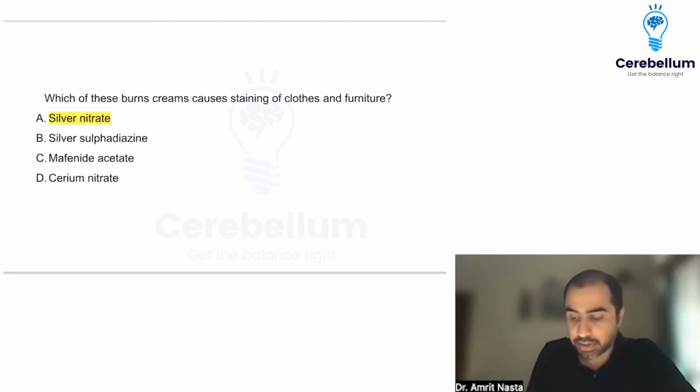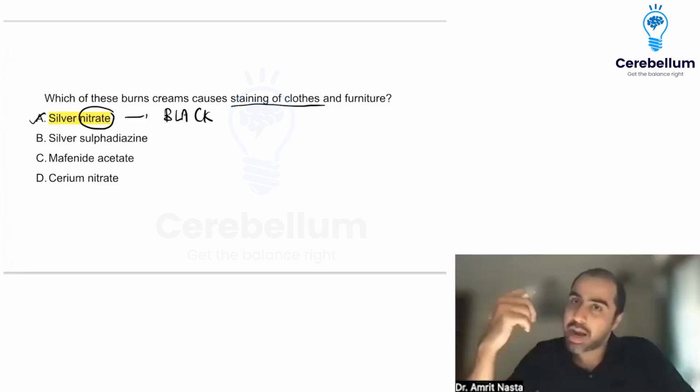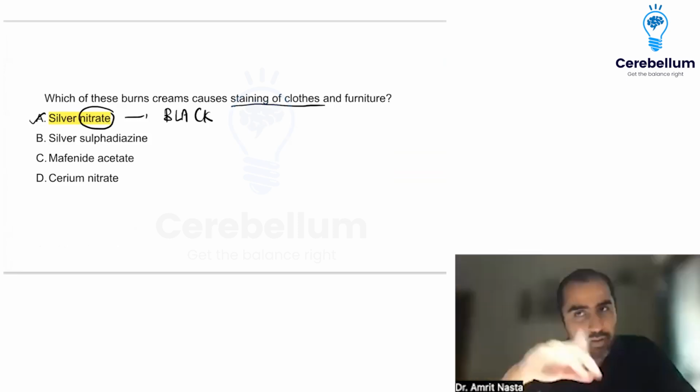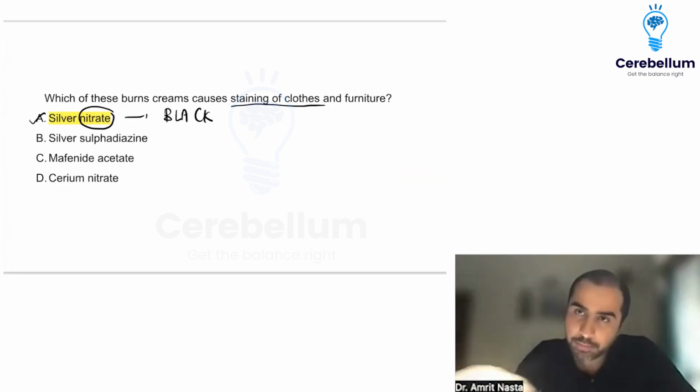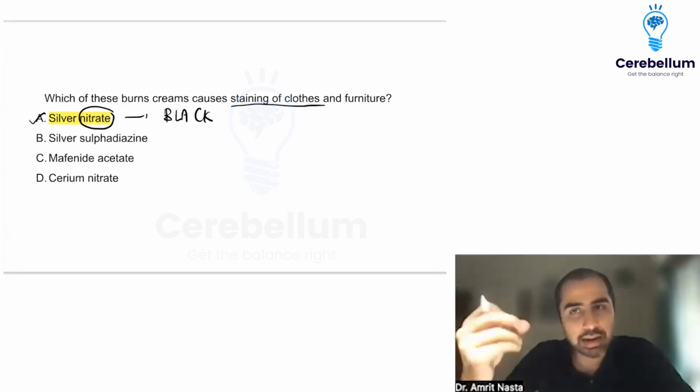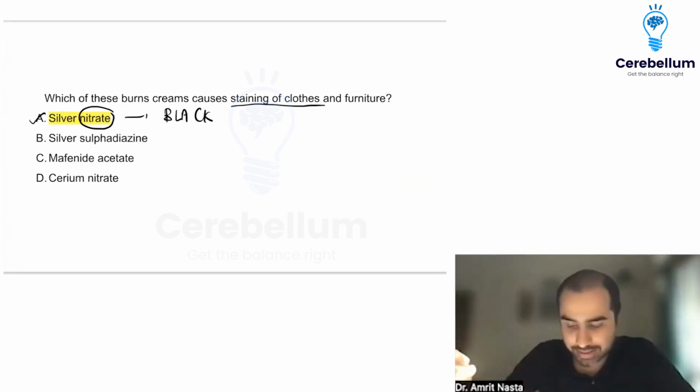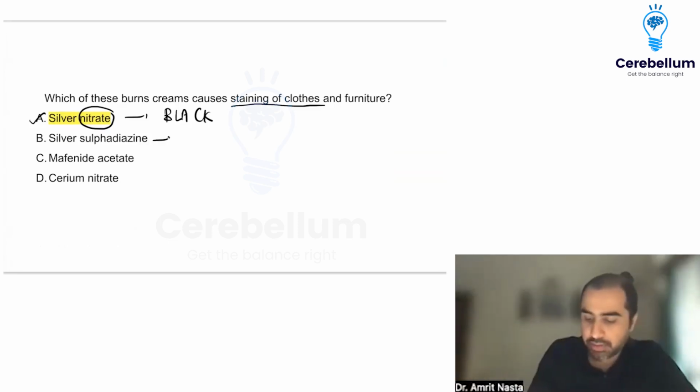Which of these burn creams causes staining of clothes? That is going to be silver nitrate, because the nitrate will stain everything black. Everything will turn black. So if I apply this cream and the patient wears any white clothes, they will all become patches of black. Even the furniture, the bed sheets, the mattress, everything will become black. It gets stained as it gets oxidized. Important about silver sulfadiazine, it shows anti-pseudomonas effect.